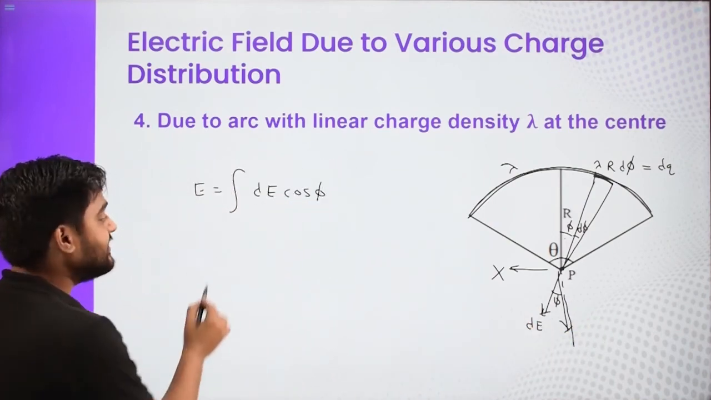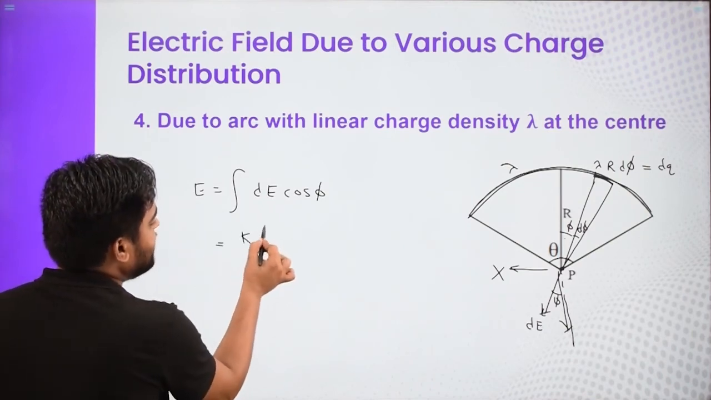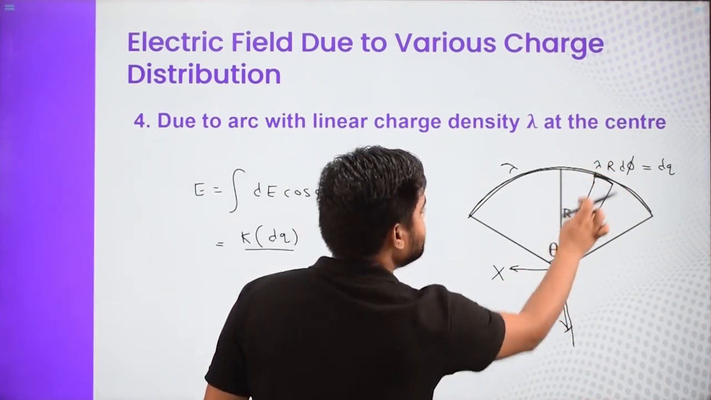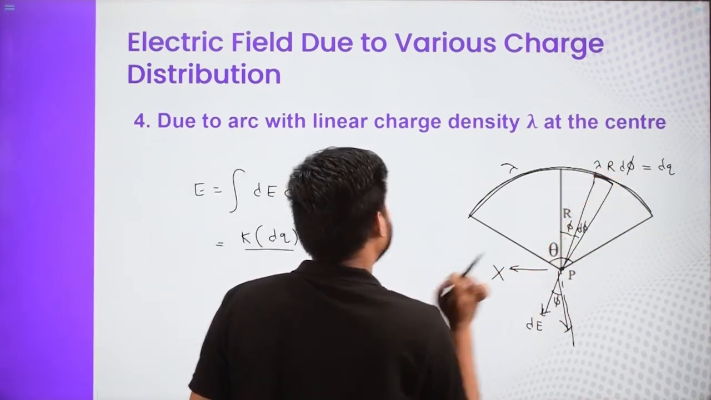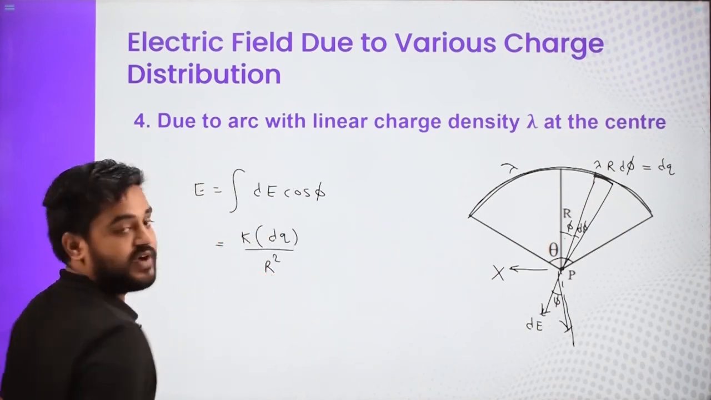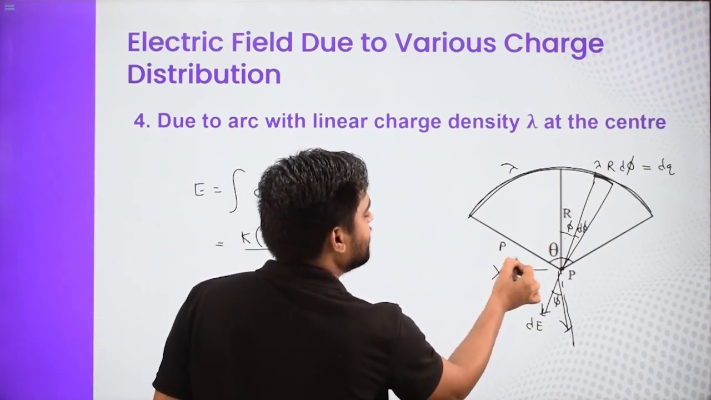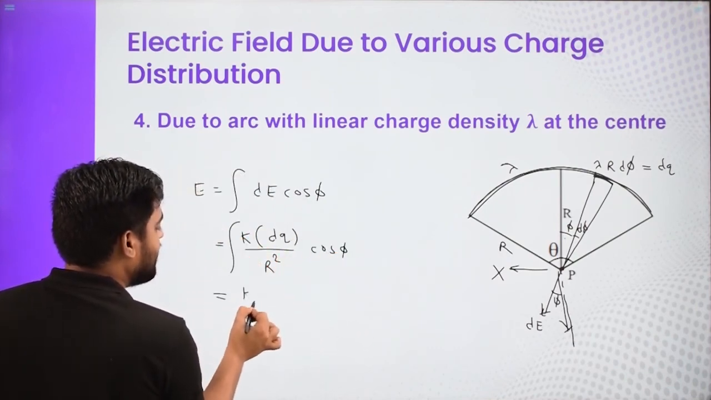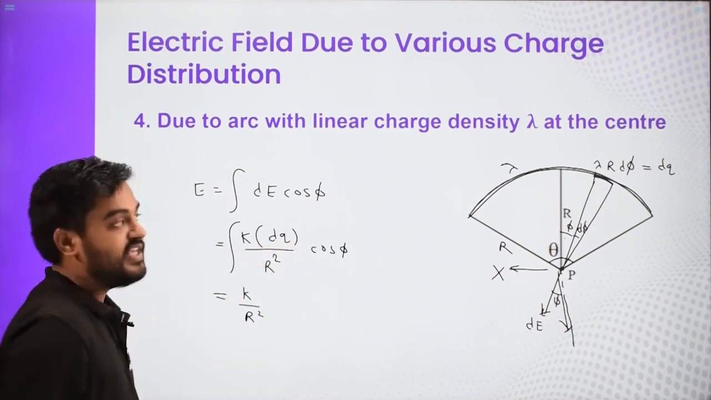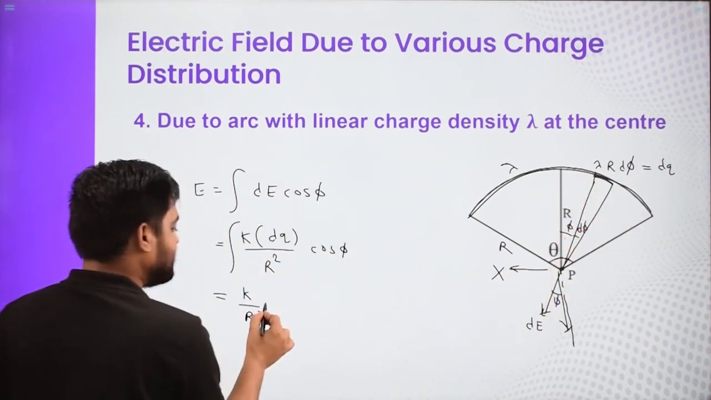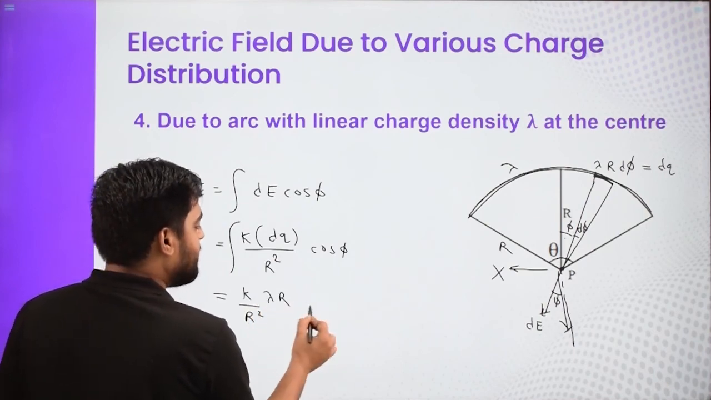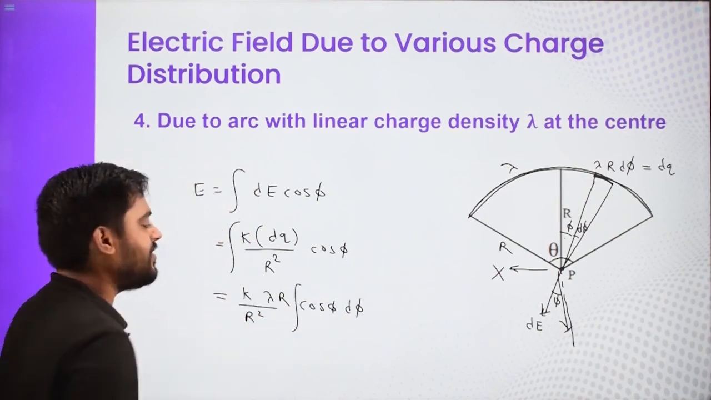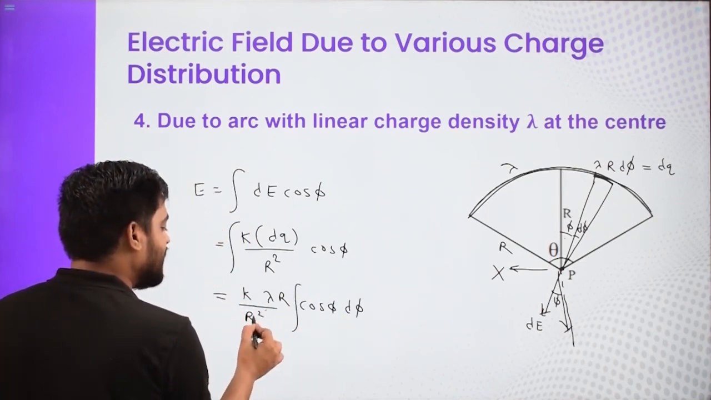What is that dE? dE is nothing but k q by r square. So k, what is q? q is nothing but dq, divided by distance square. What is the distance? The distance between this small charge dq and this point is nothing but r only, so r square, where r is the radius of the arc. Times cos phi, and we need to integrate. So k by r square, and what is dq? dq we have already written, it is lambda r d phi. So cos phi d phi, and everything else is a constant, so I am taking them out and integrating this only. So one r gets cancelled.